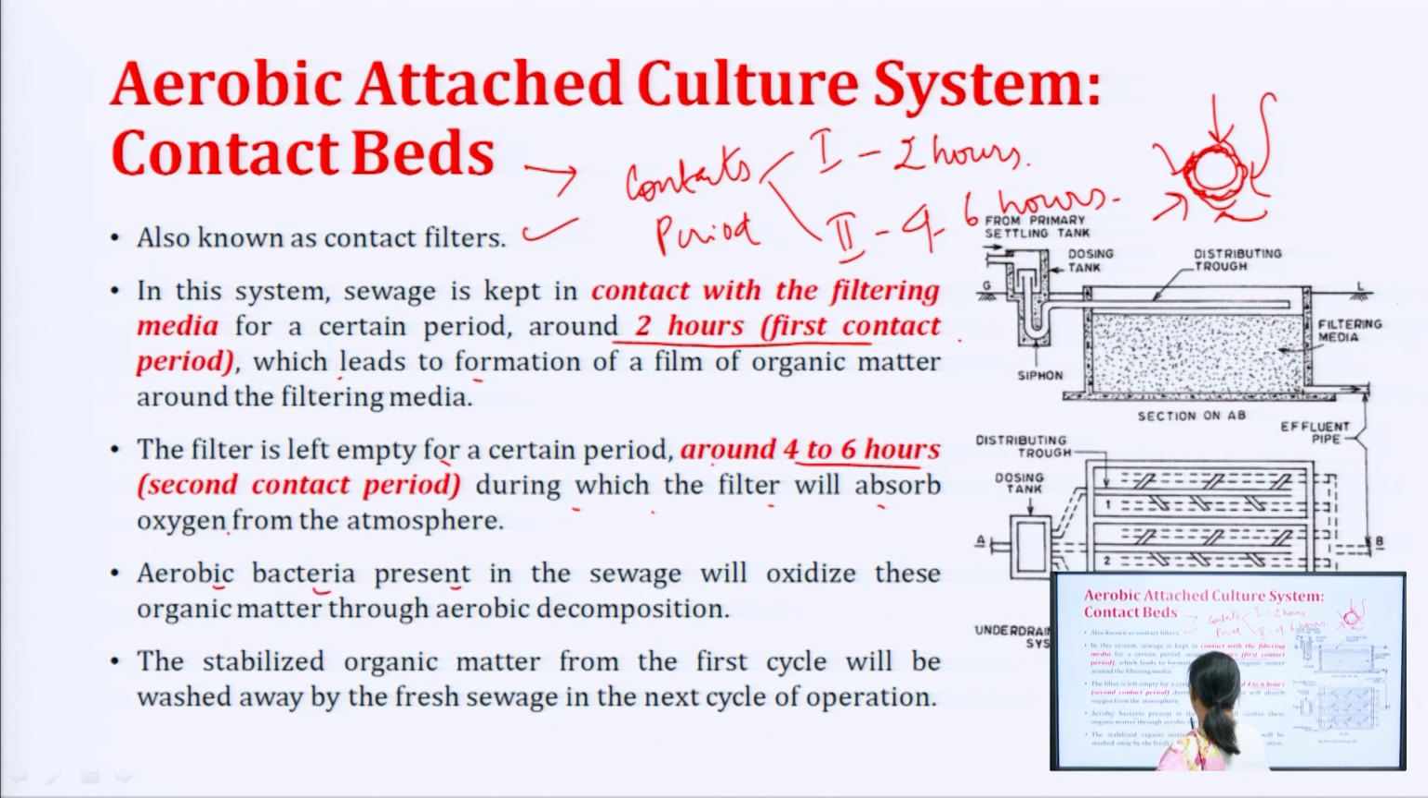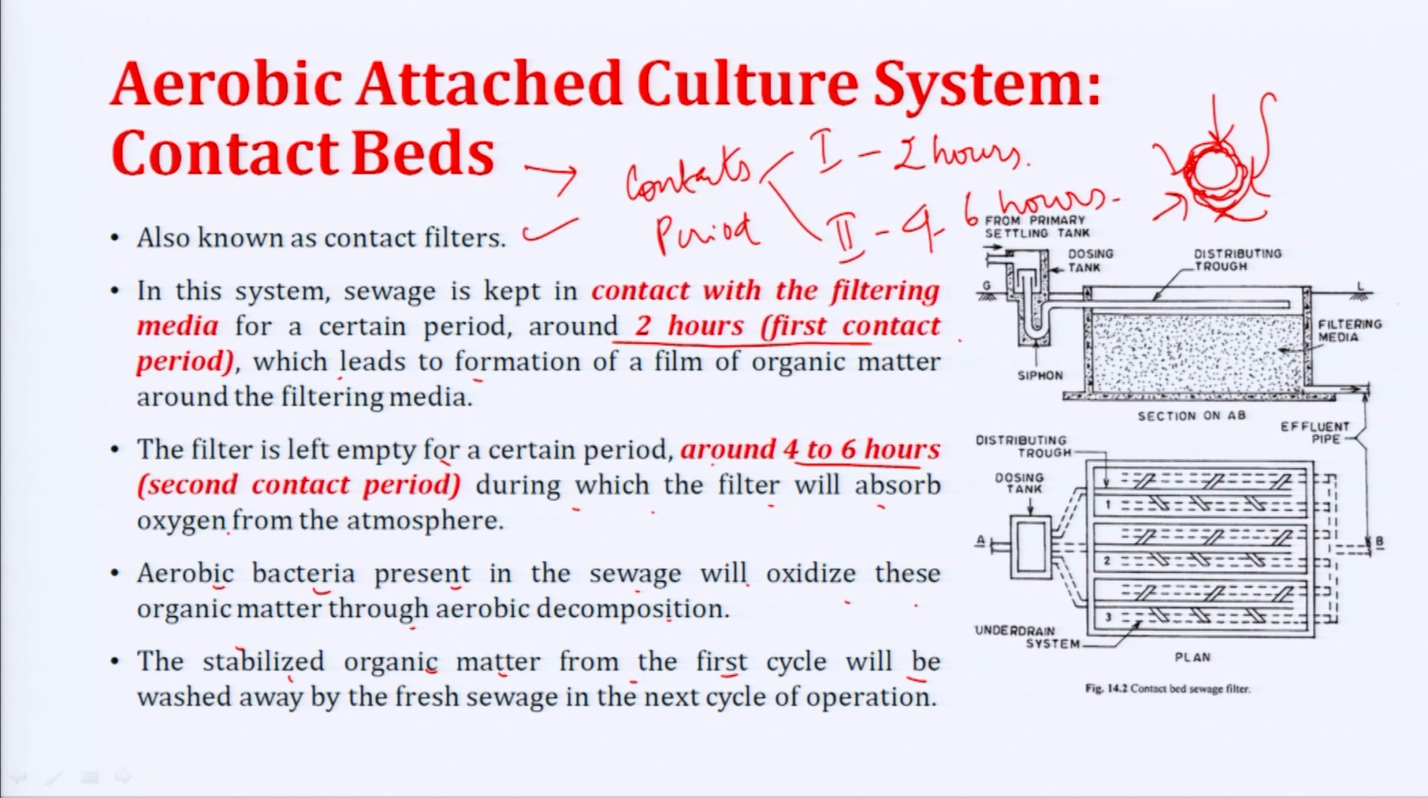Aerobic bacteria present in the sewage will oxidize this organic matter through aerobic decomposition. The stabilized organic matter from the first cycle will be washed away by the fresh sewage in the next cycle of operation. When the next cycle takes place, water comes and takes it out, so the sloughing takes place. The process keeps on repeating: first contact period and then the second contact period.